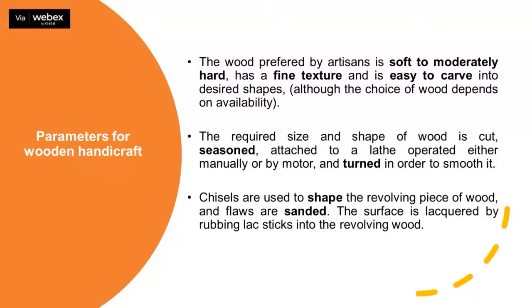So what are the parameters? If we see the way handicrafts are prepared, the wood preferred by artisans is soft to moderately hard, has a fine texture and is easy to carve into desired shapes, although the choice of wood depends on availability. The required size and shape of wood is cut, seasoned, attached to a lathe operated either manually or by motor, and turned into a smoother product surface. Chisels are used to shape the revolving piece of wood, and whatever flaws are produced are sanded. So whatever points I have highlighted here, these are the quality parameters that can be taken care of while selecting a species.